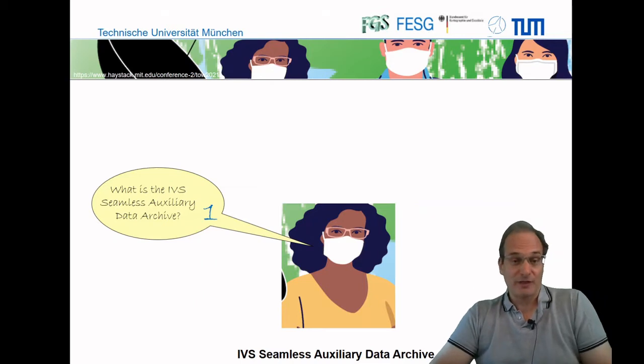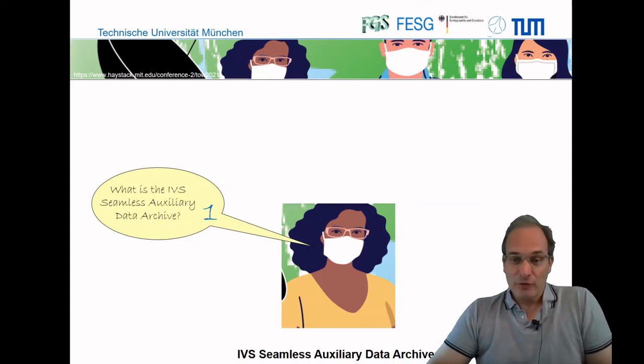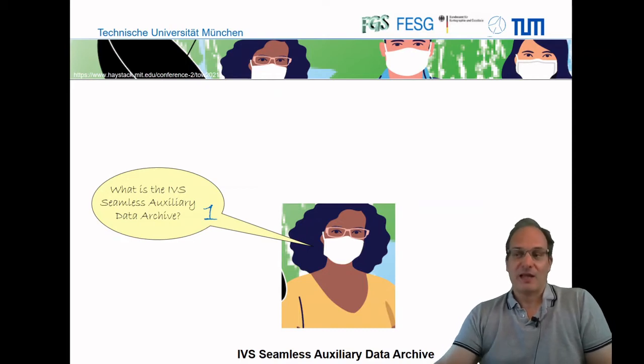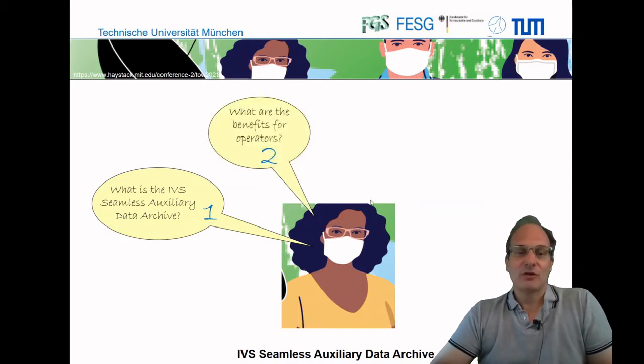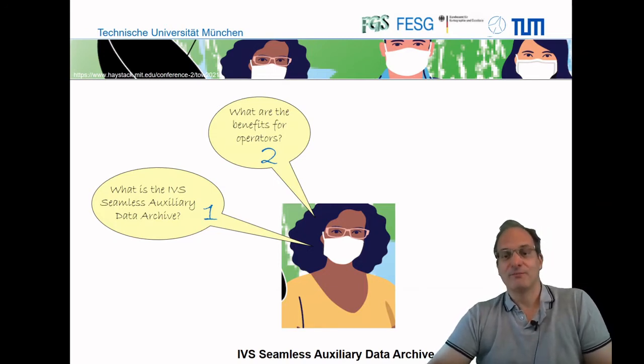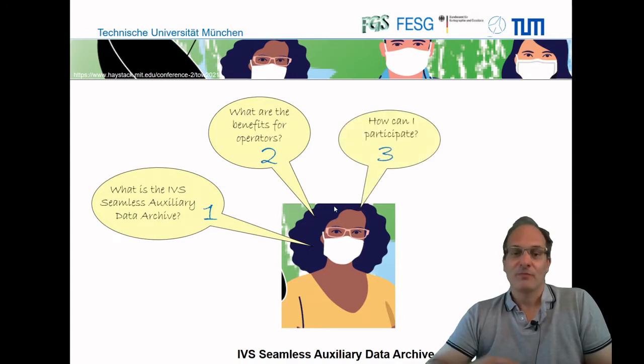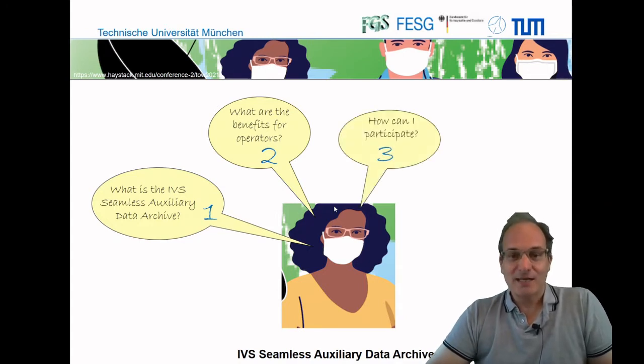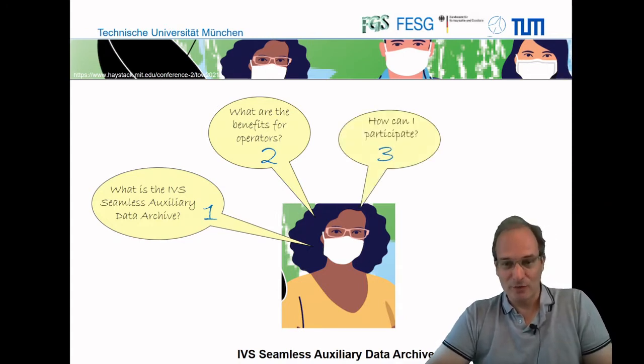So first of all, let's talk about what is the IVS Seamless Auxiliary Data Archive. What is it used for, and why did we create it, and why is it at Wetzel? And then I want to talk about where are the benefits. So why should you use it as an operator, and where can you improve your work with this data from the data archive? The third part is, how can I participate to this data archive?